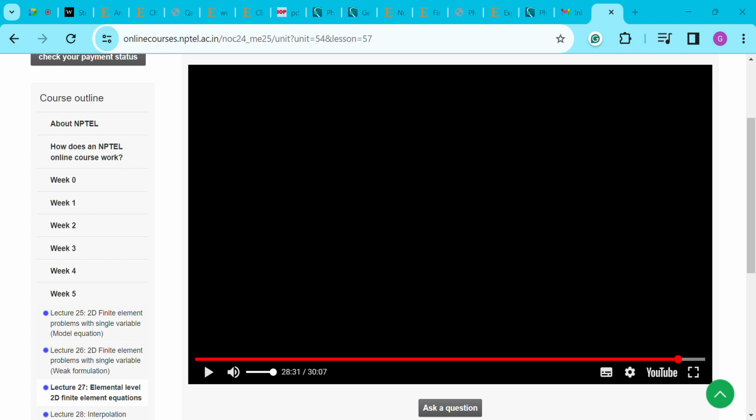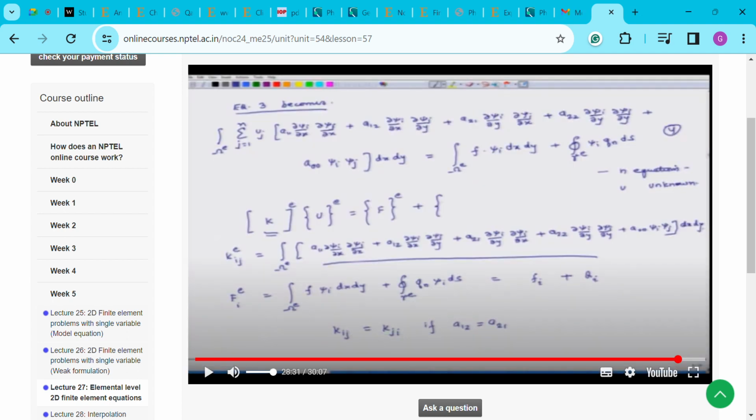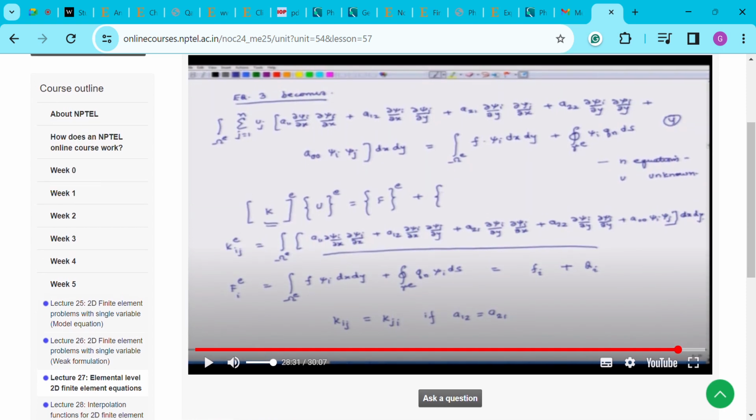And the next thing is about boundary conditions, like how the weight function helps to know the primary variable. Weight function helps in identifying the primary variable. Like when we form the weak form equation, in the final weak form we have the integral of f psi i dx dy, and now q psi i q n ds.